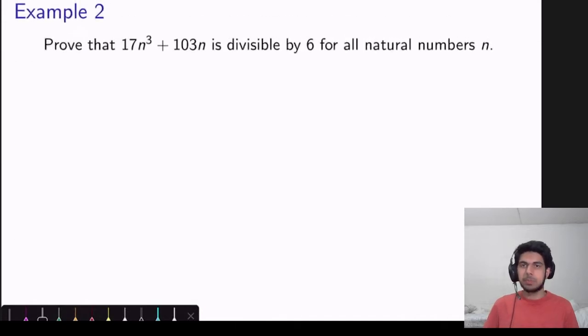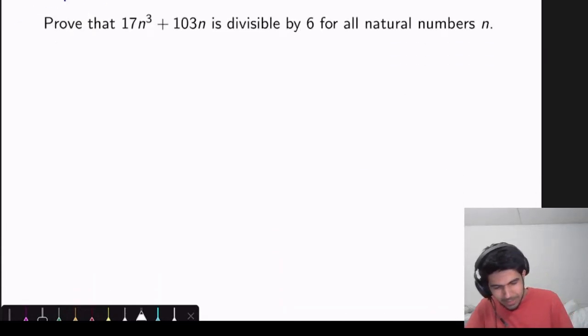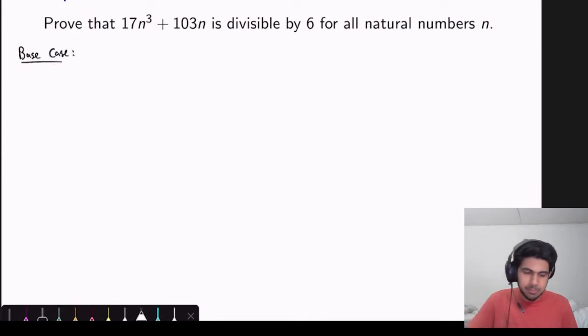Here's example 2. We're going to prove that 17n cubed plus 103n is divisible by 6 for all natural numbers n. Okay, so I'm going to add some more paper because I know it's going to take quite a bit of space. So step 1 is the base case. So what value do we want to test?